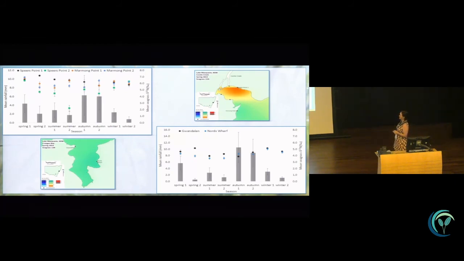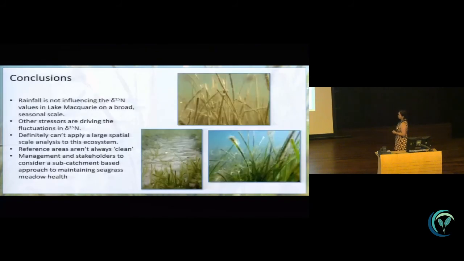The seagrass up here is not as nice either. It's pretty, but the epiphyte load's always really big, the blades are really short, the water's usually pretty turbid. So there's no relationship between rainfall and the nitrogen value there either. So, moving on.